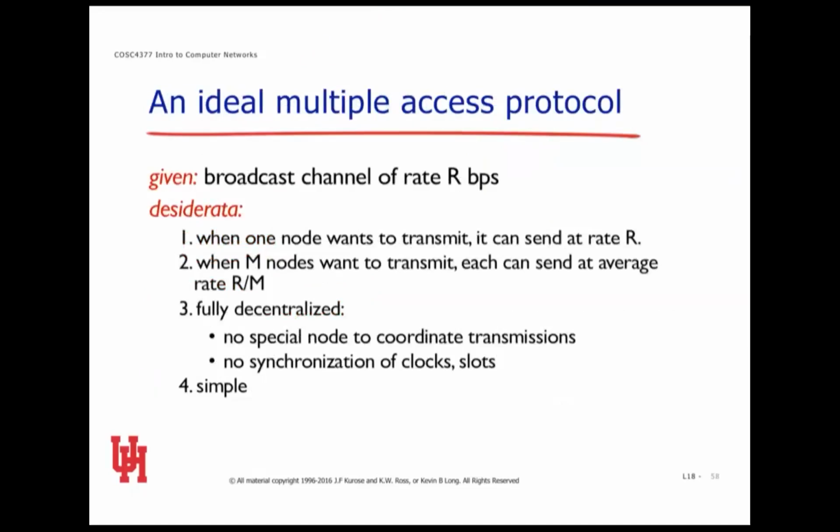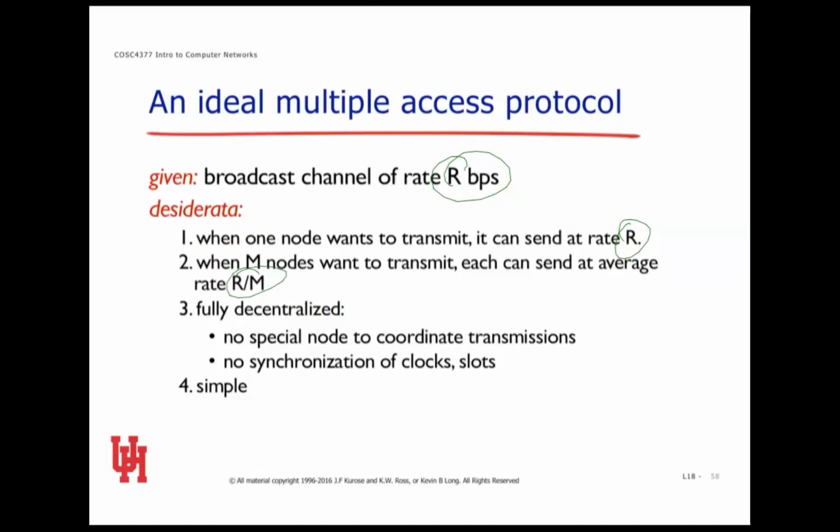If you've got R bits per second that you can use, what you desire is that when one node wants to transmit, let's call it node number 1, it can send at the full rate because it'll have the network all to itself. And then when M nodes want to transmit, each of them can get the whole network for a fraction of the time. If you're fair about it, each of them will get the network 1/Mth of the time. So on average, they will have available to them, theoretically, R over M bandwidth.